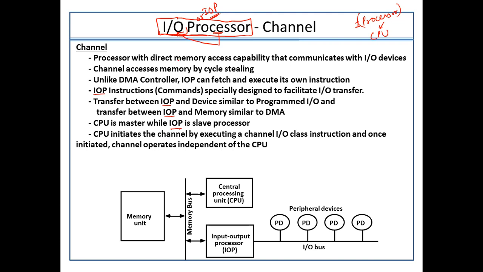The next thing is that such IO processors do exist within the machines, but these devices always work under the supervision of the central processing unit. In order for these IOP devices to take control over the memory bus, they need to first take the permission of the CPU. Only then can they take the entire control of the memory bus and execute their own instructions.